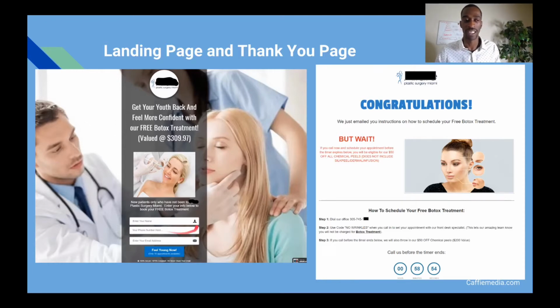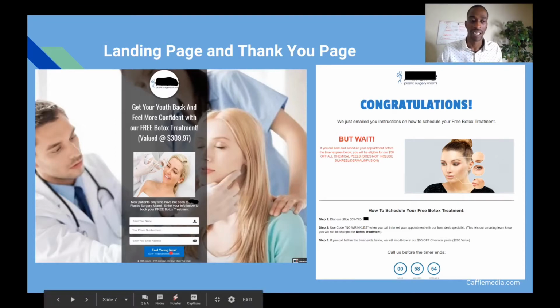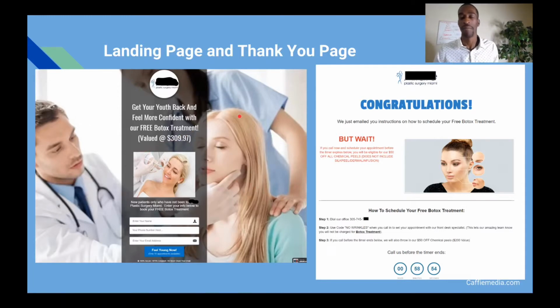Now, you see the name, the email, the phone number, and then "Feel young again" as the call to action. And it has a pop-up, so let's say they're not moving fast enough, or there's an intent of exiting the website, there will be a pop-up that talks about the opt-in. Once they do opt in: congratulations! We just emailed you instructions on how to schedule your free Botox treatment.